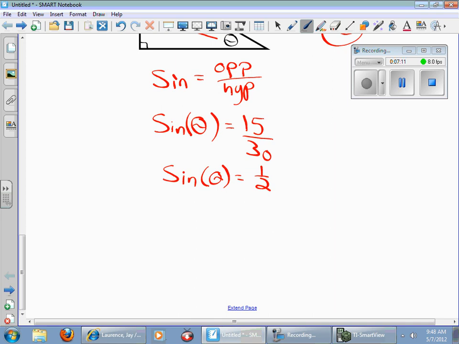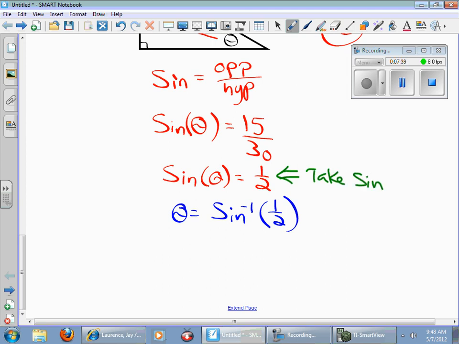Now, how do I get that theta alone? That's not multiplication going on. I do have to use the inverse operation, and what I'm going to do to each side is take what's called the inverse sine. So theta is going to be equal to the inverse sine of 1/2. Okay, so I'm going to take the inverse sine. That's right here. Whenever we're doing these trigonometric functions and we don't know the angle, we'll do the inverse sine.